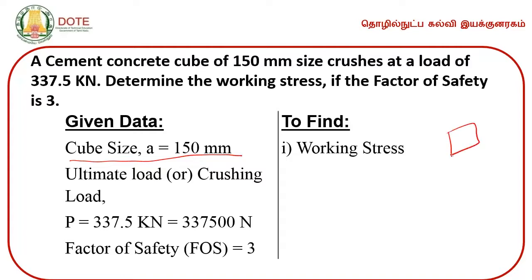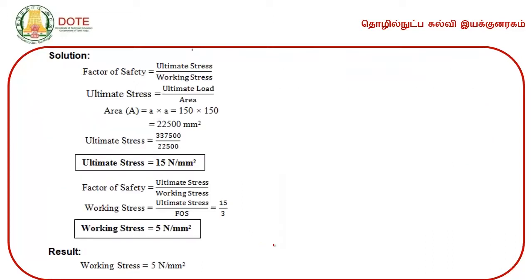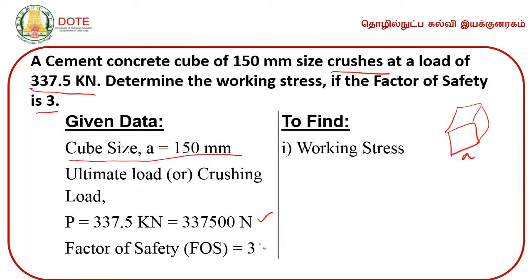What is a cube? Cube means length is equal to breadth is equal to thickness. So cube size A is given by 150 mm. Ultimate load or crushing load is given as 337.5 kilonewton. This is equal to 337,500 Newton. Then factor of safety is given as 3.